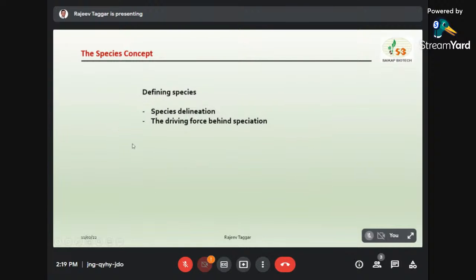Right, now the next thing is, since we have already discussed that all life forms are interconnected, how do we draw the boundaries? That is species delineation. How do we do that? This question is quite important: what is the driving force behind speciation? What is it that causes speciation? Immediately this point will not be clear, but as we go further into the talk, you will realize this question is quite important to address before we answer how to draw the species boundaries.